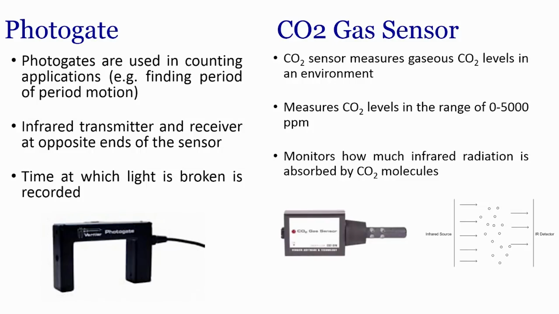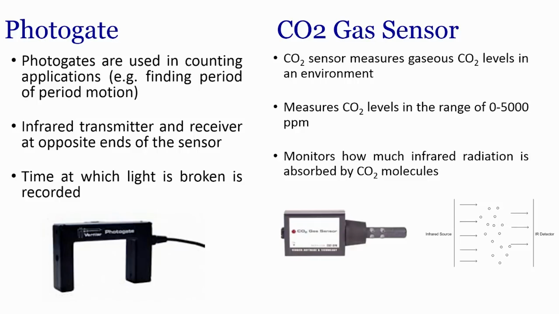When you talk about another sensor, which is the photo gate, photo gates are used in counting applications, for example finding the period of a motion, and can also be used with an infrared transmitter and receiver at opposite ends of the sensor. The time at which the light is broken is also recorded with the help of the photo gate.